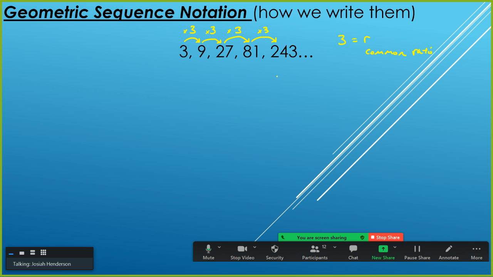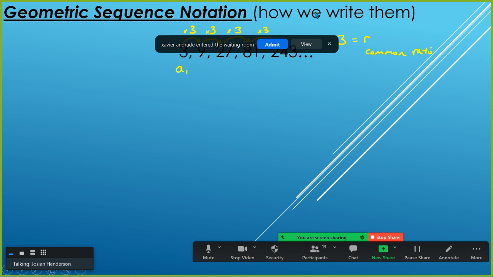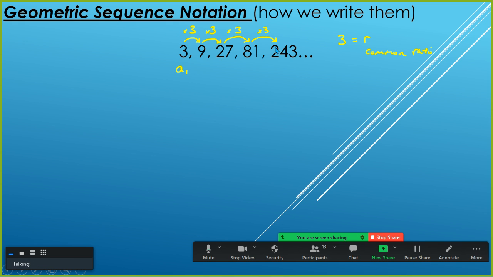Savannah? Yes, thank you. So let's look at the notation. Some of this is the same as it was for our arithmetic sequences earlier. So we still call the terms a numbers. So 3 is a sub 1. 9, that's the second number, that's a sub 2, and so forth. So we're going to be using that same language for geometric sequences.